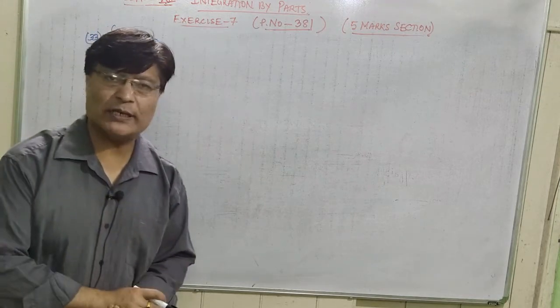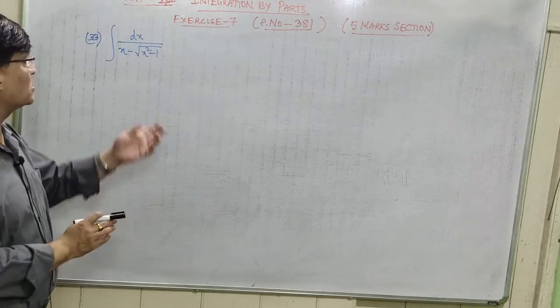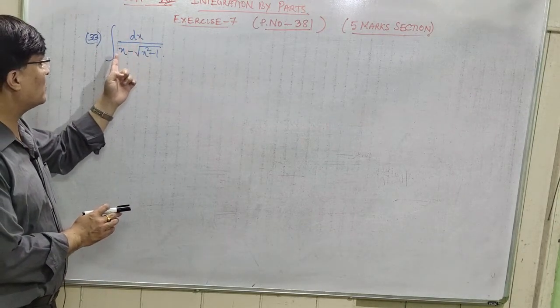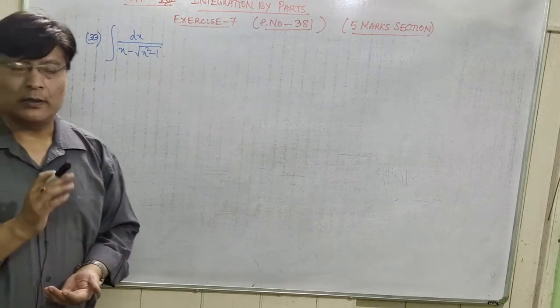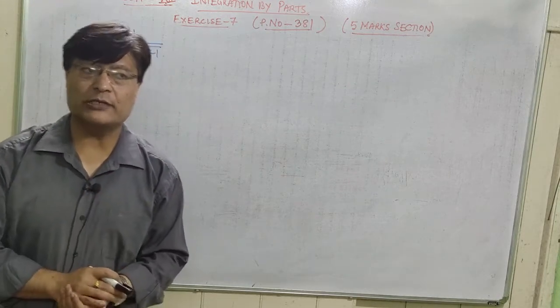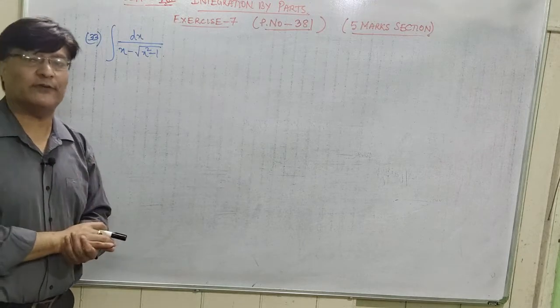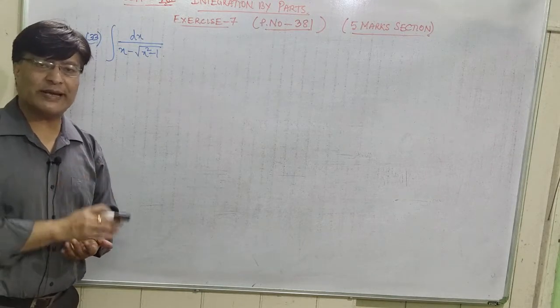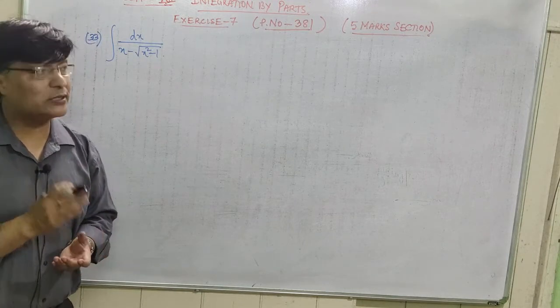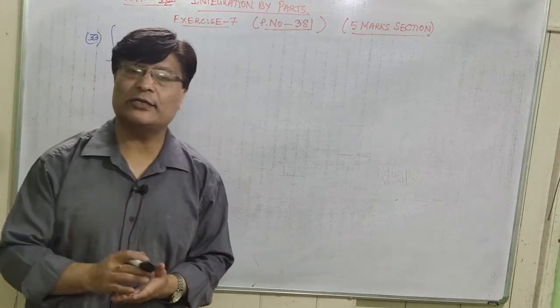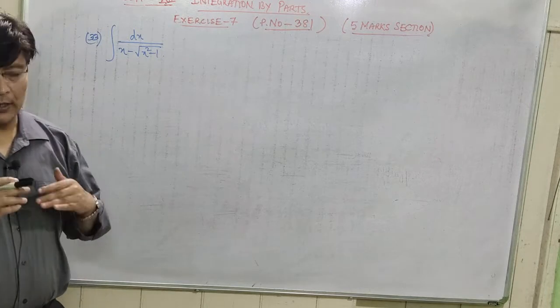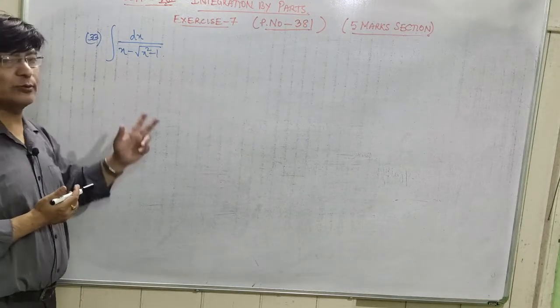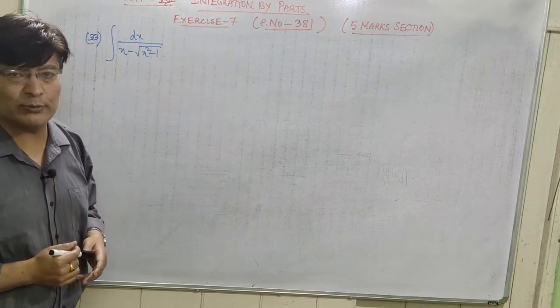So let us evaluate this integration, that is integral of dx divided by x minus root over x square minus 1. So in order to evaluate this integration, let us simplify the expression first. You have to rationalize the denominator. What is the meaning of rationalizing the denominator? You have to remove square root from the denominator. Now you know how to rationalize the denominator. How can you remove square root from the denominator?